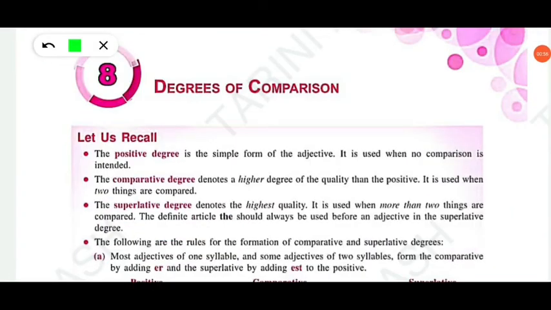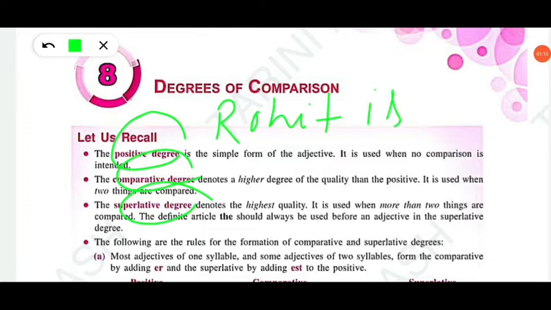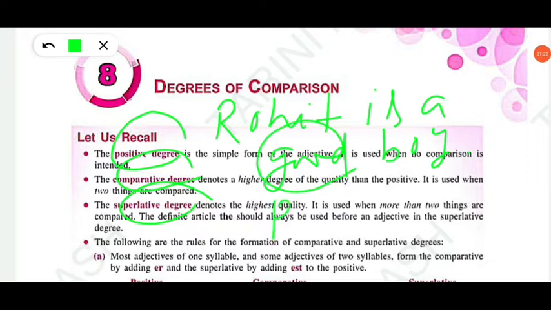As you know, there are three degrees of comparison. First the positive degree, then the comparative degree, then the superlative degree. When no comparison is made, we use the positive degree. Take an example: Rohit is a good boy. Here no comparison is made. We are talking only about Rohit. He is a good boy. So here good is the positive degree. This is an adjective, right? Positive.